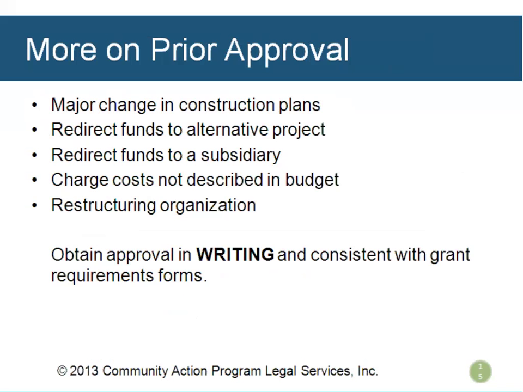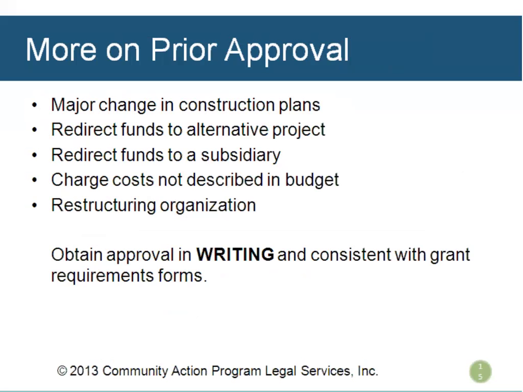Here are some more circumstances that require prior approval: major changes in construction plans, redirecting funds to an alternative project, redirecting funds to a subsidiary, also charging costs not described in the budget. So for instance, in one DAB decision, which involved a construction project, the grantee had listed project management cost as a cost. And later, it was allowed to charge personnel costs without obtaining prior approval because personnel costs were deemed to be a type of project management cost.